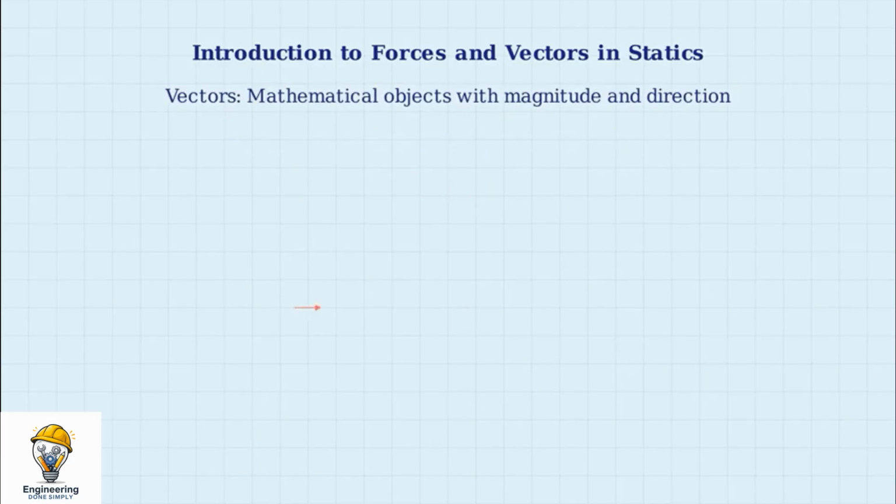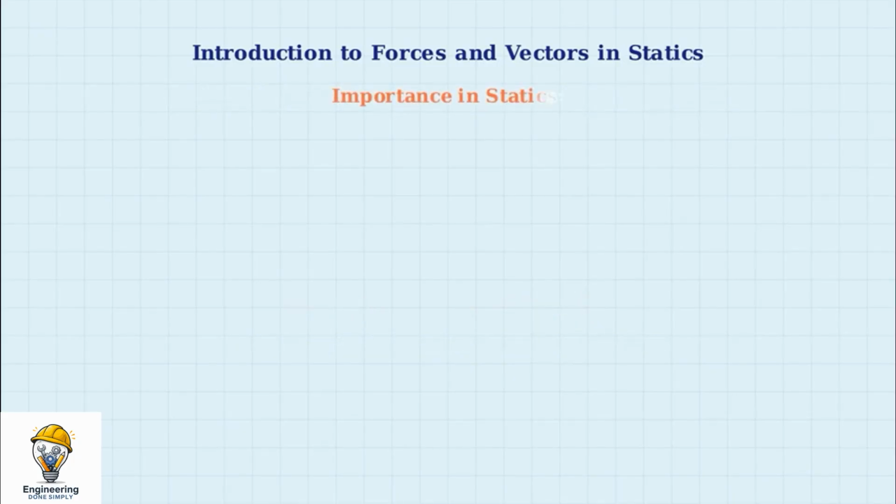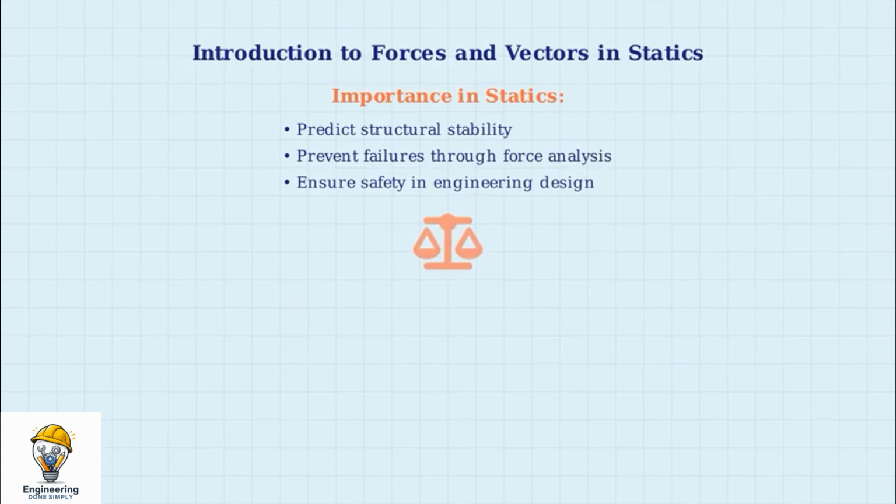Vectors are mathematical tools that represent forces. Unlike simple numbers, vectors have both magnitude, how strong the force is, and direction, which way it acts. Vectors are crucial in statics because they allow engineers to combine forces mathematically and predict whether structures will remain stable or fail. This analysis prevents dangerous collapses and ensures the safety of buildings and bridges.